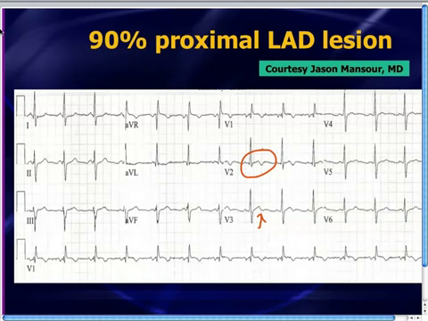So subtle abnormality, your computer won't pick it up. Many times your consultants won't pick it up. It's something that you need to know about. You need to pick it up. The biphasic T waves in those mid-precordial leads, you've got to worry about it. So that's Wellens syndrome in a nutshell.